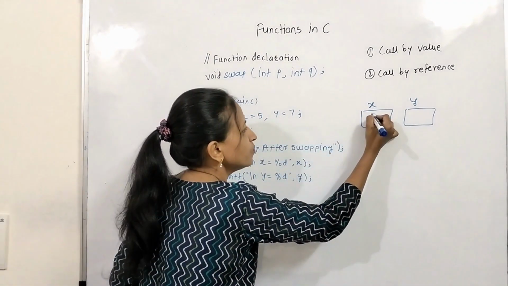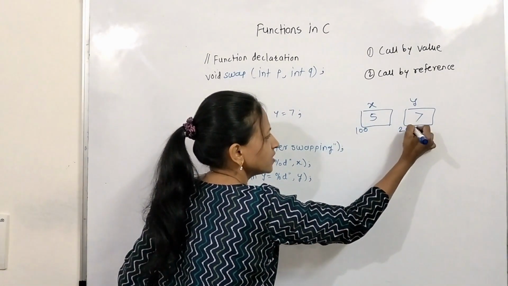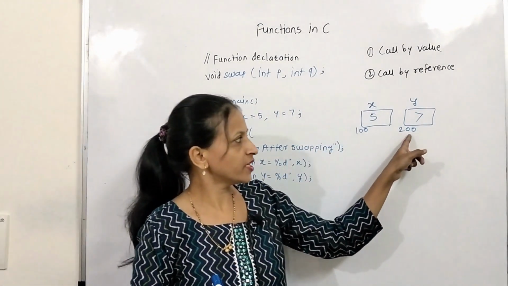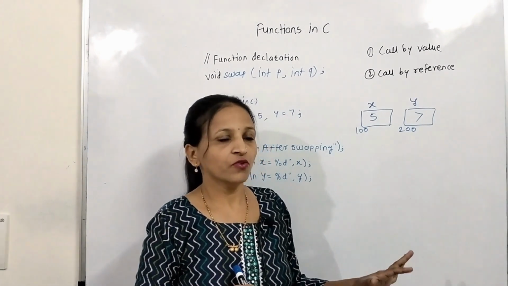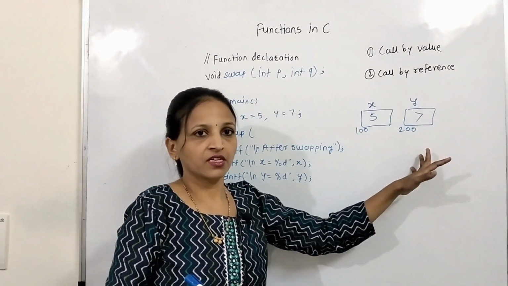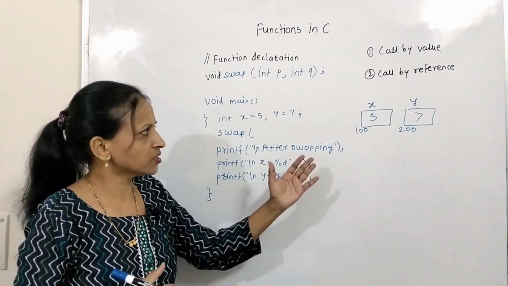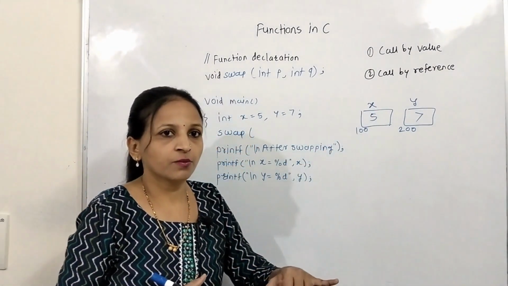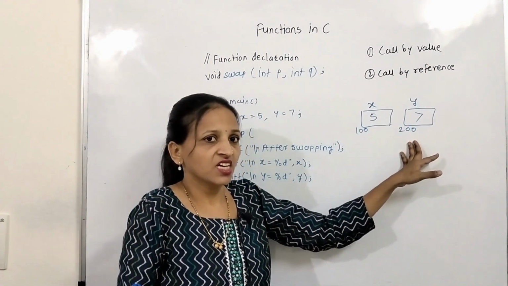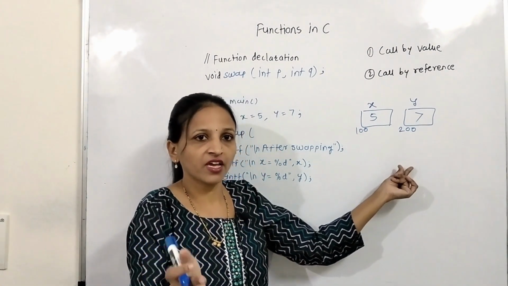Initial value will be 5, initial value will be 7 here, and they may have any address. Let's say here 100 and 200, this is just an assumption. I will pass 100 and 200 instead of 5 and 7. Now whenever we use x and y, what does it mean? 5 and 7. Whenever we use the variable names directly, it just represents the value of that variable. But if we want to pass the address, then we have to use address of x, address of y, in that way.